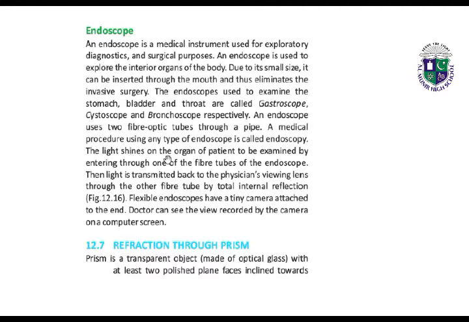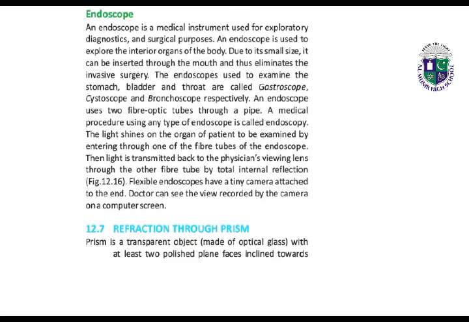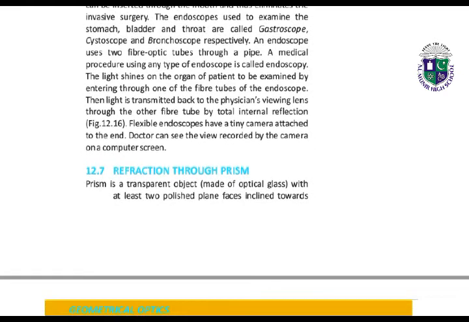The light shines on the organ of the patient to be examined by entering through one of the fiber tubes of the endoscope. Then light is transmitted back to the physician viewing lens through the other fiber tube by total internal reflection. Flexible endoscopes have a tiny camera attached to the end. Doctors can see the view recorded by the camera on the computer screen. So in this way, this technology is useful in medical sciences.